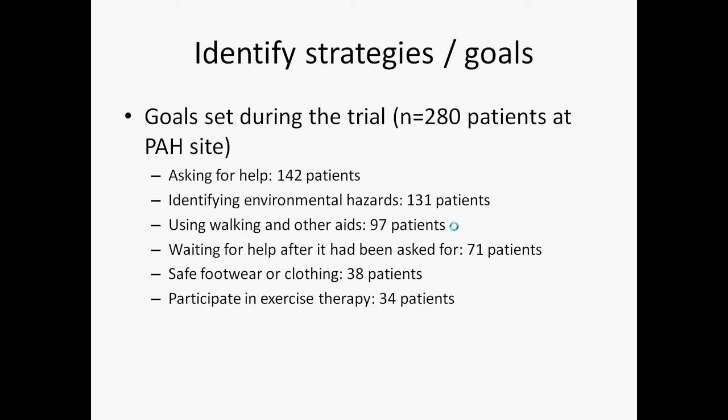When we went through this process in the trial based at the Princess Alexandra Hospital in Queensland, we recorded the goals set by 280 patients. 142 of these patients set goals around asking for help. 131 patients set goals around identifying environmental hazards around their room or ward area. 97 patients set goals around using walking aids and other aids. 71 patients set goals around waiting for help after it had been asked for. 38 patients set goals regarding using safe footwear or clothing, and 34 patients set goals about enhancing their participation in exercise therapies that they were receiving.